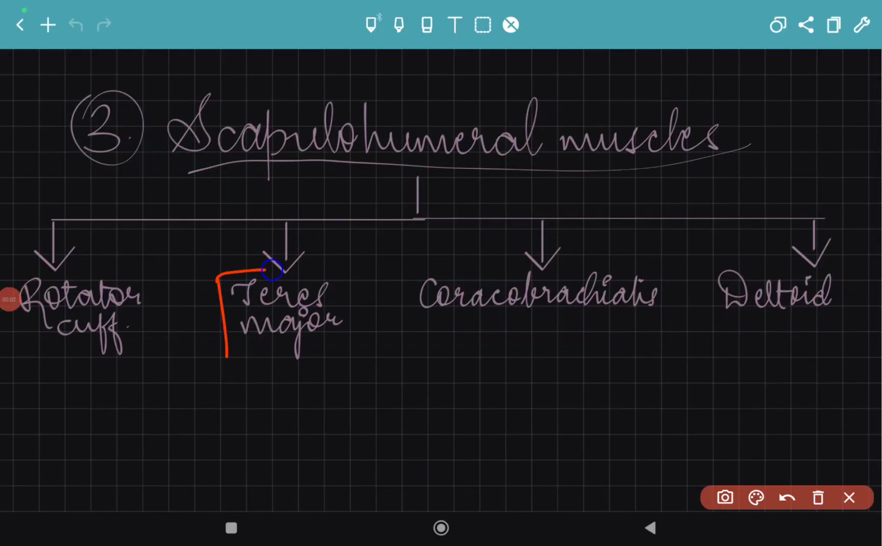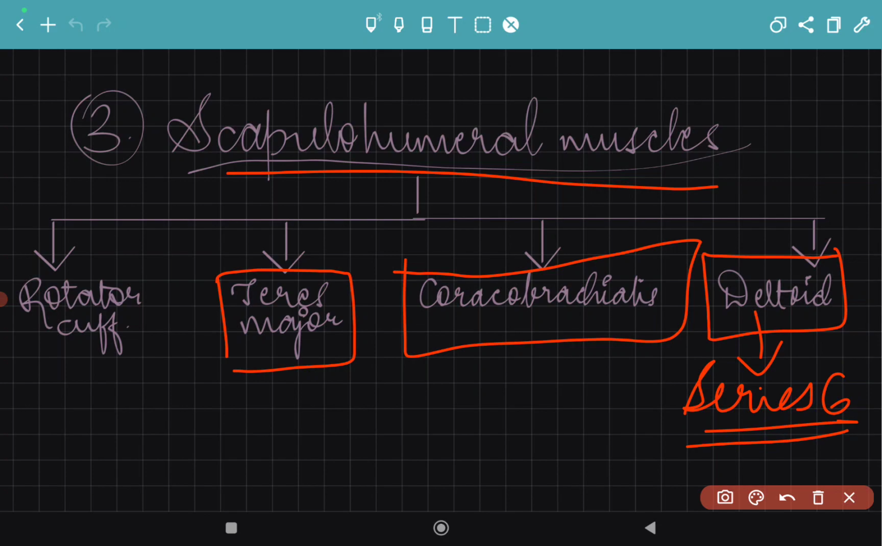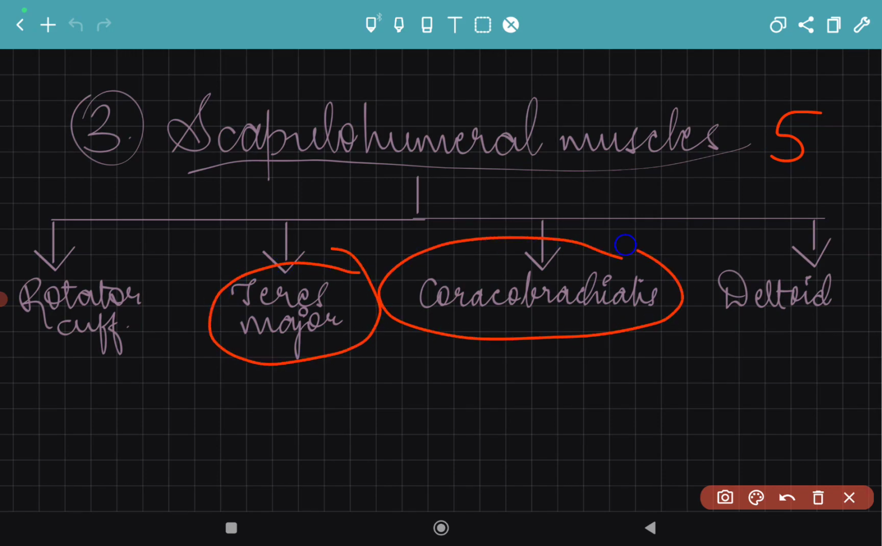In Series 5 we discussed teres major and coracobrachialis, which are scapulohumeral muscles. Deltoid will be discussed in Series 6, the upcoming series. The present Series 5 consists of teres major and coracobrachialis.